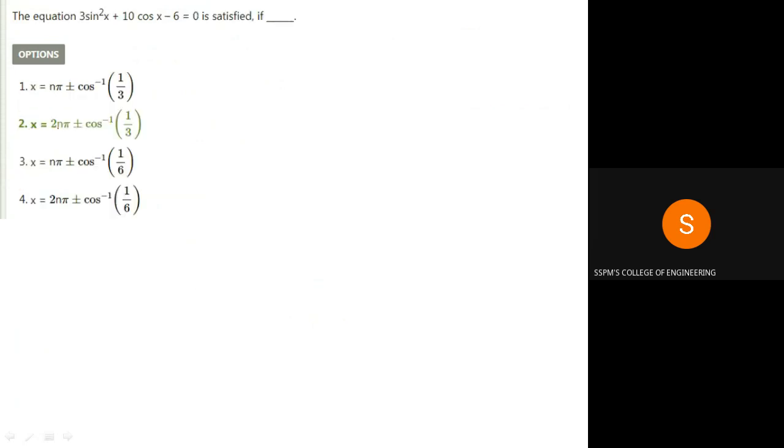Now, next example. One equation is given and we have to find the value of x. How do we find the value of x? First we will write the given example: 3 sine square x plus 10 cos x minus 6 is equal to 0. See, this looks like a quadratic equation, doesn't it?